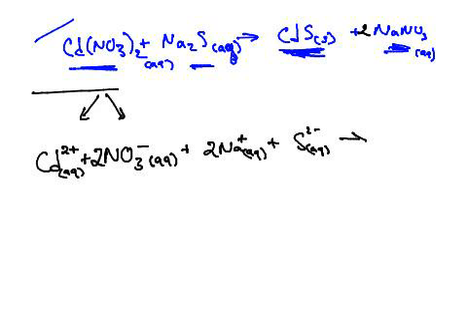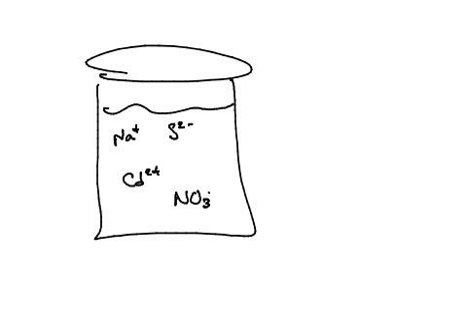It's a Na. And you see, essentially, if you were to look inside of a beaker, I'll jump back to this in just a moment. If I were to look inside of a beaker of this solution right before everything happened, you would find sodium ions, you'd find sulfide ions, you'd find cadmium ions, cadmium 2 positive ions, and nitrate ions.